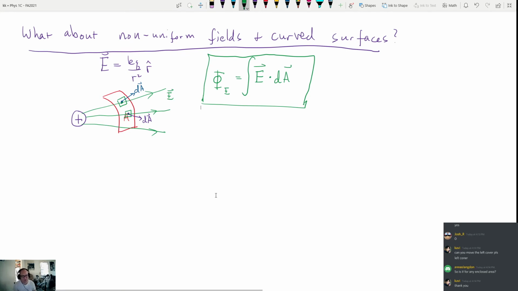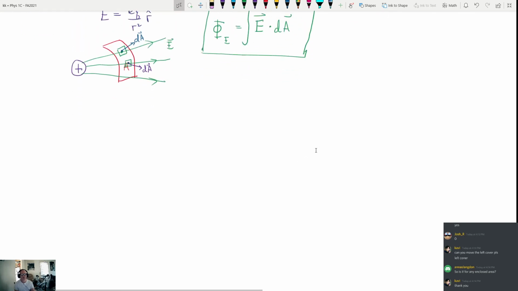There's so many more things I want to talk about, and there just isn't enough time to talk about all of them. So we're going to do the example of the flux of a point charge through a sphere. Okay, so that's what we're going to do.